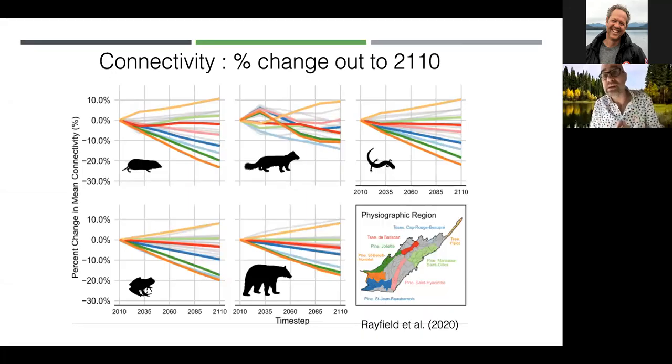And then we can do these big summary reports. This is the most recent report, where we're showing how these 5 different species, how their percent change in mean connectivity is unfolding over the next century.